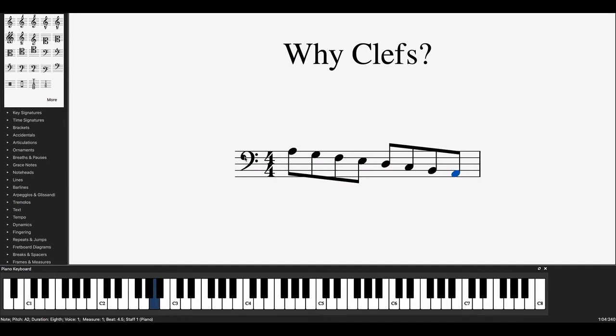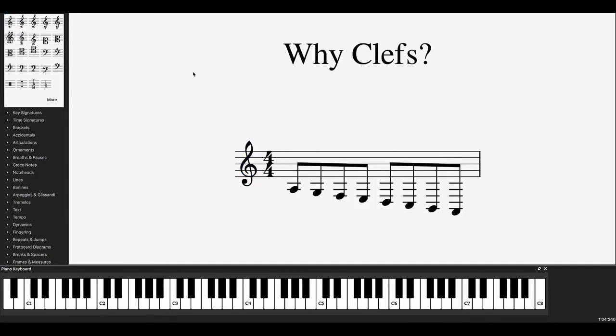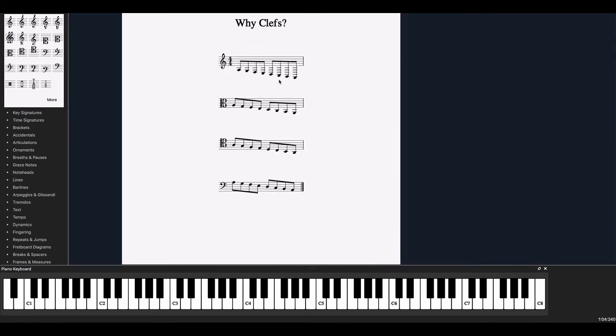Let's change it back to a treble clef and zoom out. Here we see the same 8 pitches written in all 4 clefs: treble clef, alto clef, tenor clef, and finally bass clef. This is why clefs are really, really useful, because it just makes music easier to read.